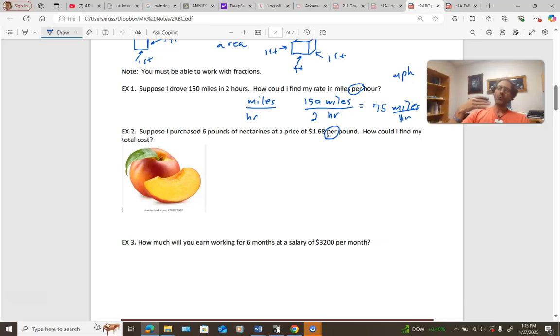But more formally, guys, it can be expressed this way. You can say, I bought 6 pounds of nectarines, and I'm going to make this a fraction, and you'll see why in a minute. Anytime you want to make something a fraction, you just stick it over 1. So 6 pounds of nectarines. I could even write the word nectarines.